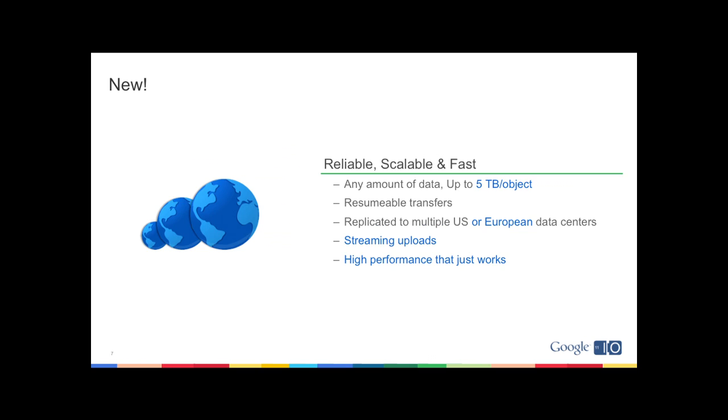We're also introducing several new features in the areas of scalability and performance, starting with raising the size of objects you can store in Google Storage to 5 terabytes, up from 1 terabyte last year. We're also introducing a new storage region in Europe, so you can choose to store your data either in the US or Europe and get the same high levels of reliability, scalability, and performance, and the exact same set of features regardless of where you choose to store your data.